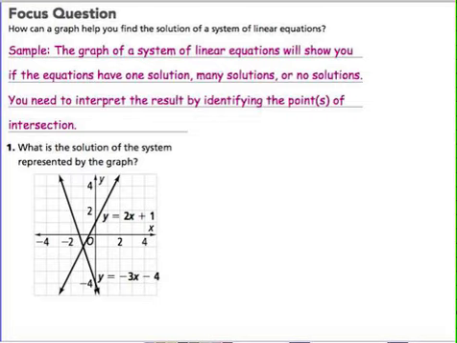What's the solution of the system represented by the graph? Well, if you read the graph correctly, they're counting by ones. So this point is 1 to the left of the origin and 1 down. That's -1, -1.